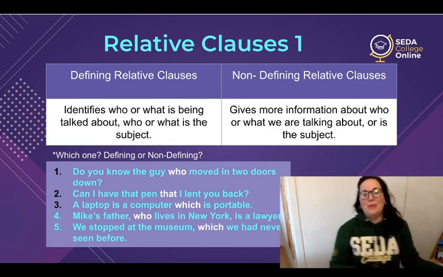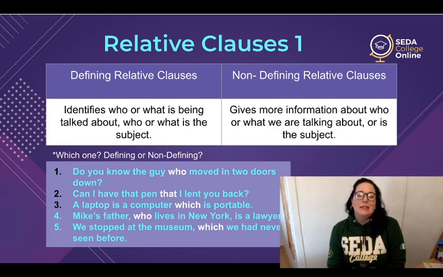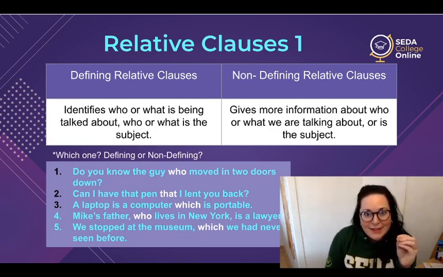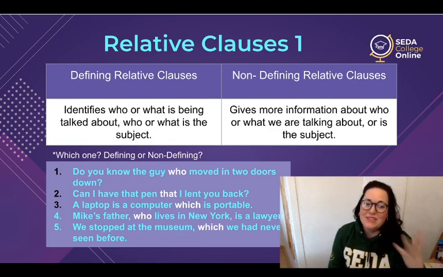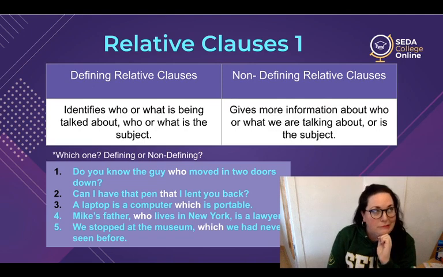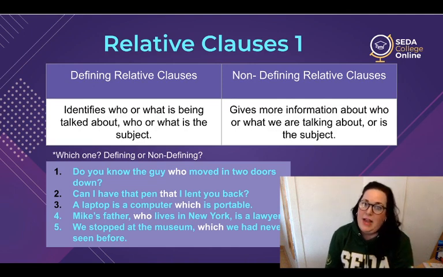Great job. Okay, so let's check. Numbers 1, 2, and 3. Defining. If you said defining, you did awesome. And actually, they were in black, so it was kind of a giveaway. There was something different about the numbers. Numbers 4 and 5 are non-defining, okay?